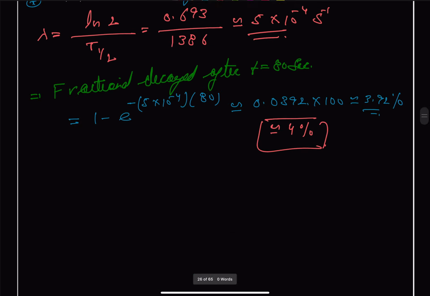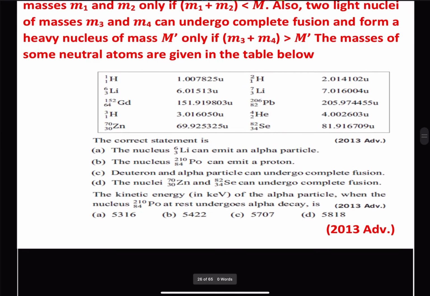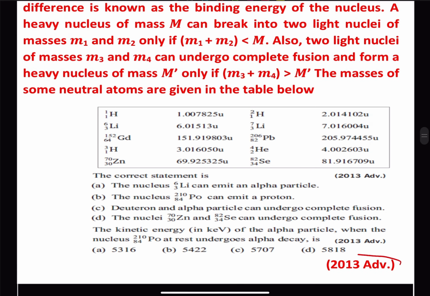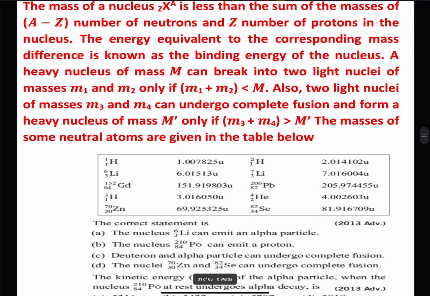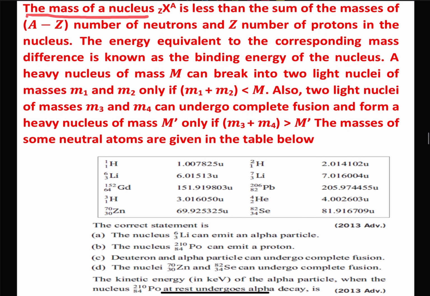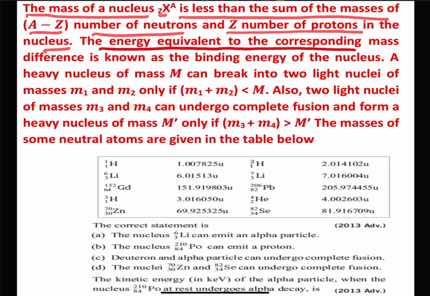Next question. It was asked in the 2013 Advanced. It is a passage based question, and it states that the mass of nucleus X is less than the sum of the masses of A minus Z number of neutrons and Z number of protons in the nucleus. The energy equivalent to the corresponding mass difference is known as binding energy of the nucleus.